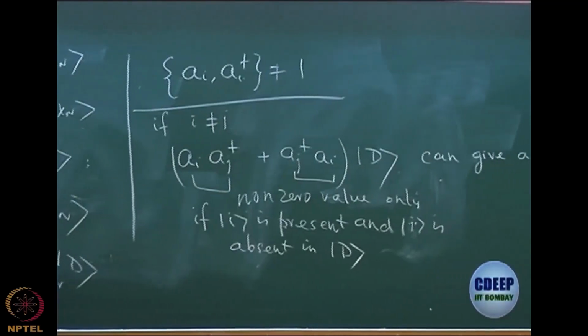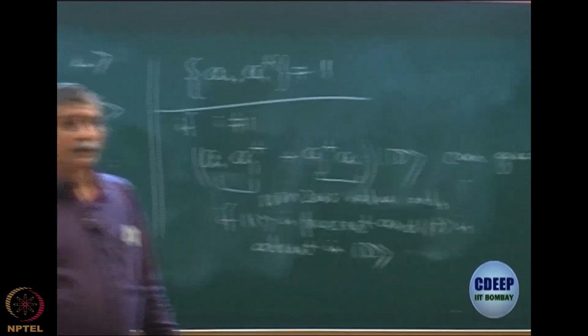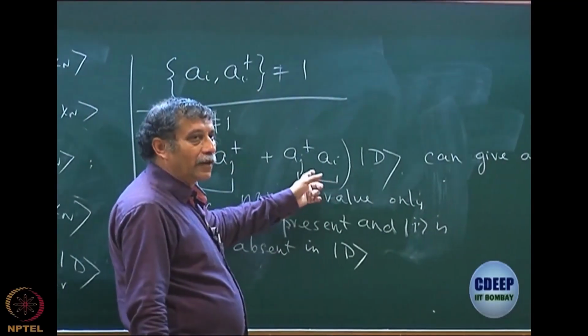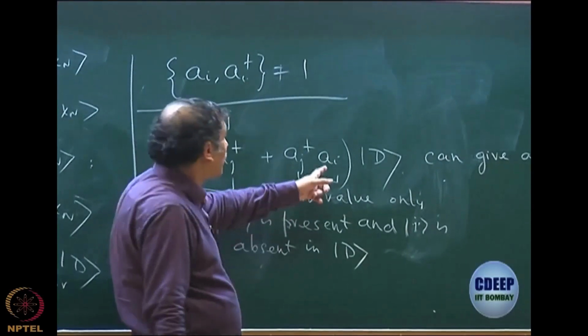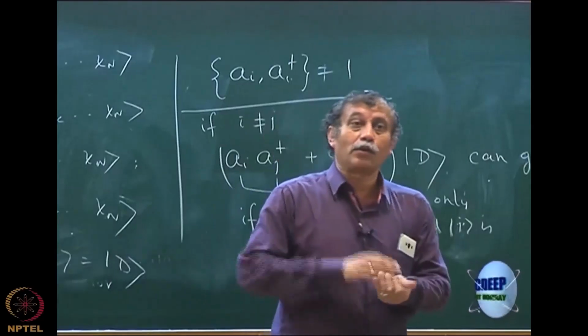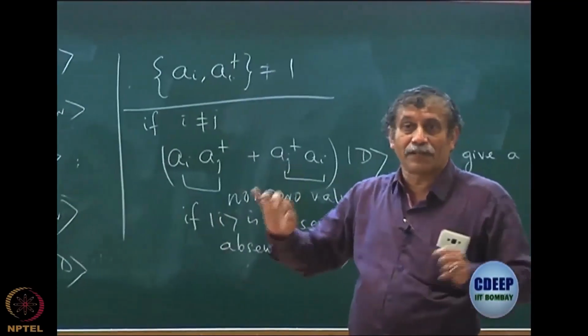Okay? Otherwise, it will become 0. Is it clear to everybody? Because then either AI will not act or AJ dagger will not act. And now remember, AI and AJ dagger are different. I is not equal to j. So, you can't say that no, I will first create and then annihilate. That is already done. They are now explicitly different.